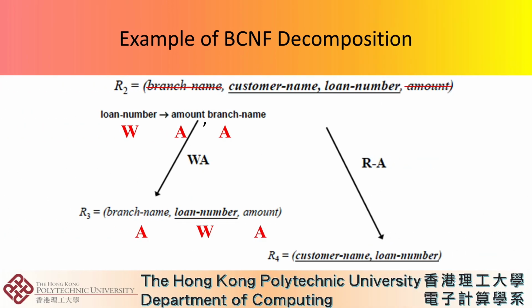Then we will handle another functional dependency. Loan number functionally determines amount and branch name. Loan number is W, and amount and branch name are A. One of the tables should contain WA. Therefore, R3 contains branch name, loan number, and amount. The other table should contain R minus A. Therefore, R4 should contain customer name and loan number.